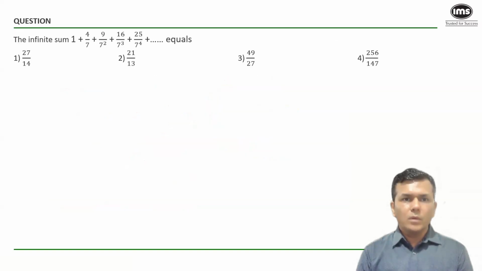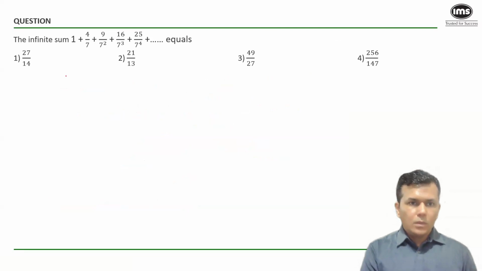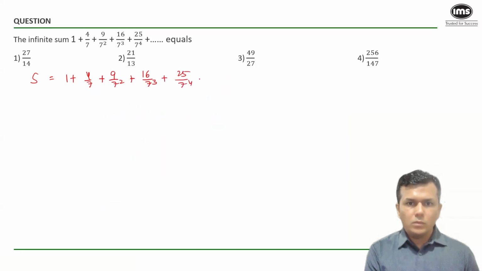The infinite sum of 1 plus 4 by 7 plus 9 by 7 square plus 16 by 7 cube plus 25 by 7 raised to 4 equals to which of the following options? So we can say that this summation is S, which is 1 plus 4 by 7, 9 by 7 square, 16 by 7 cube, and 25 by 7 raised to 4.